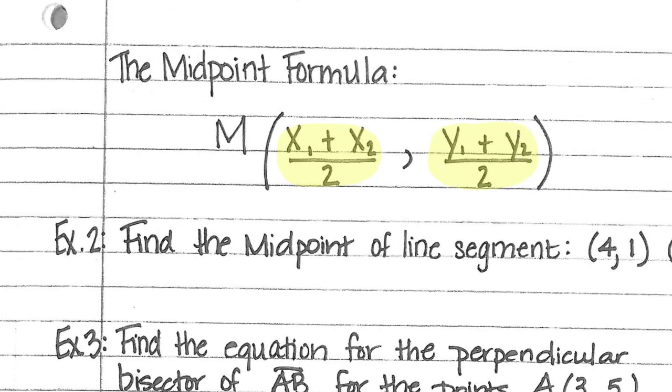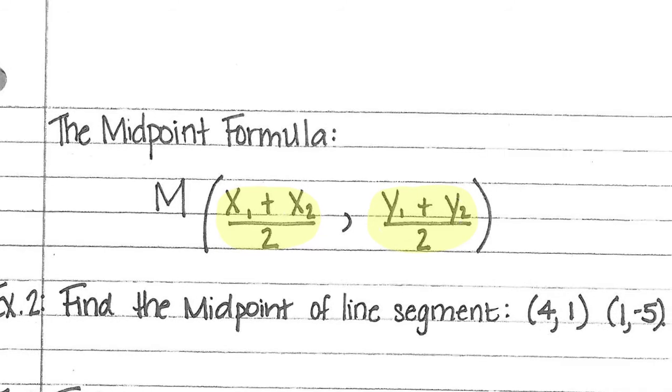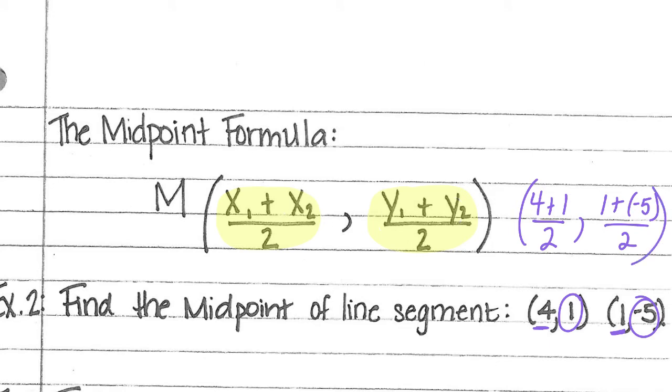So the next question says find the midpoint of the line segment from (4, 1) to (1, -5). So I'm just going to take these x's and add them and divide by 2. And I'm going to take the y's and add them and divide by 2. And my answer in this case is 5/2, or 2.5. And negative 4 divided by 2 is negative 2.